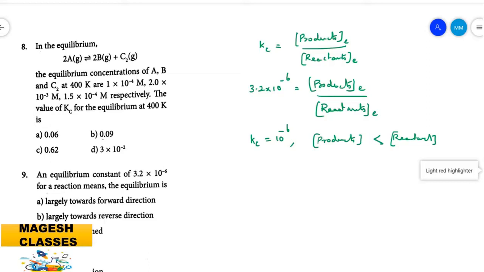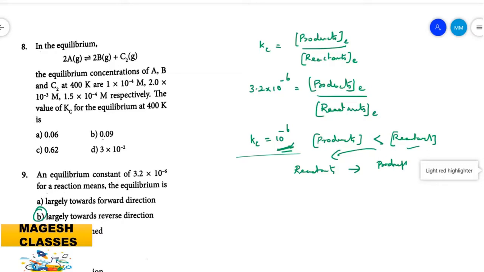So the reactant is greater, and so it favors the backward direction. In the equation, reactant gives product. In order to obtain a Kc of 10 to the power of minus 6, the reactant value should be greater. So the equilibrium shifts towards the reactant direction, that is, in the reverse direction. Your answer is B.